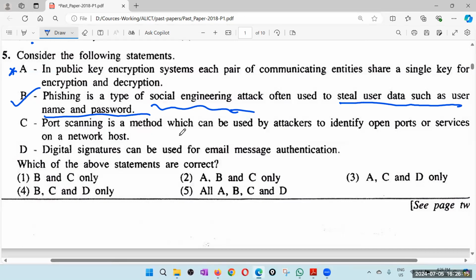So port scanning is a method which can be used by attackers to identify open ports or services. Yes, running services or open ports. So same. Okay.